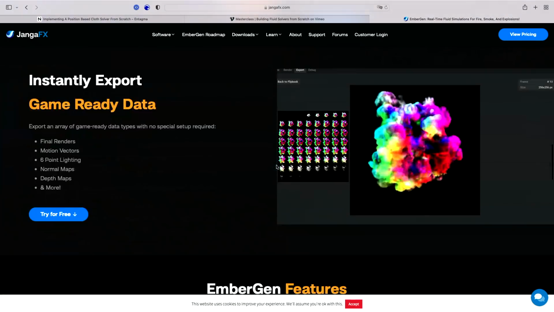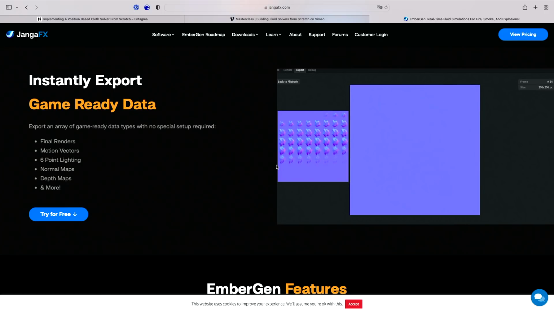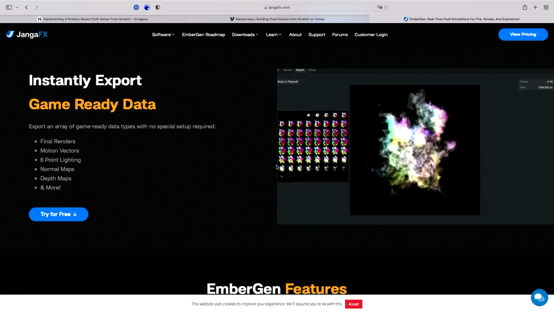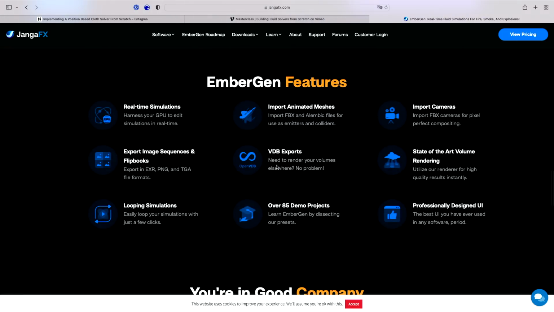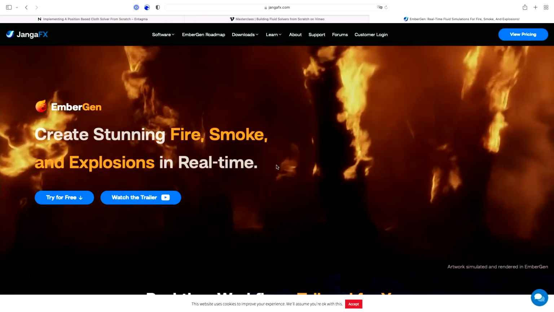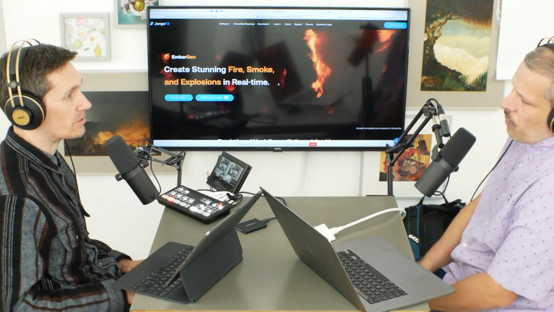So yeah, that is Jangafx EmberGen. That's what it's called. So yeah, you see it here, game ready data. That's what they cater to. So they export those animation sheets for those types of explosions. Okay, for that it's probably fantastic. Yeah, again, I cannot speak to the status of their solver and of their algorithms as of now.